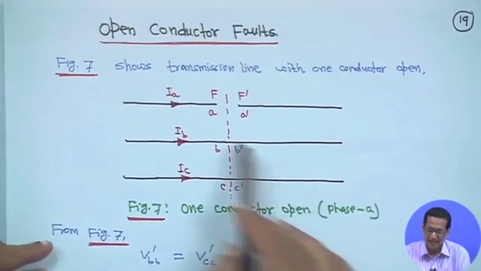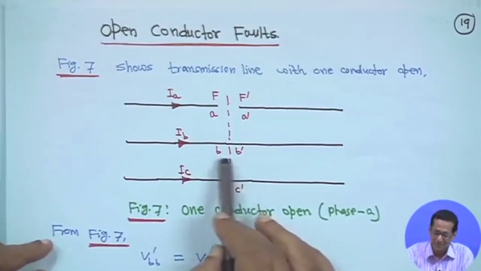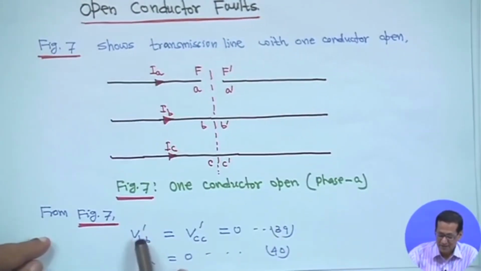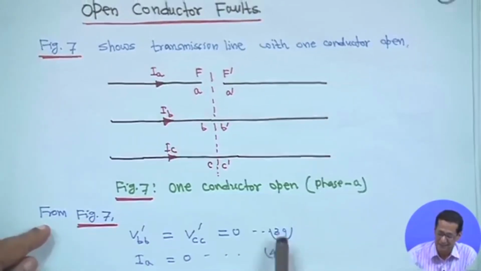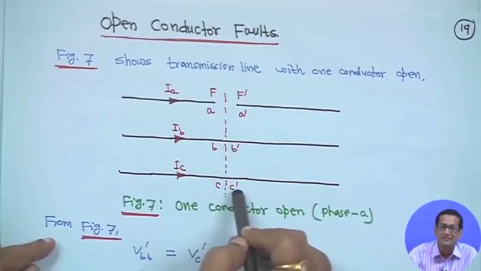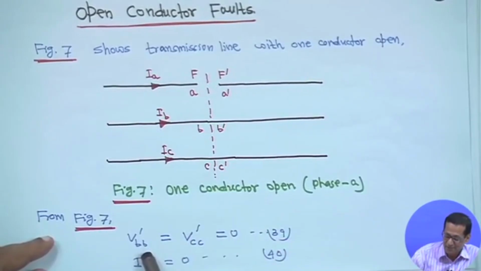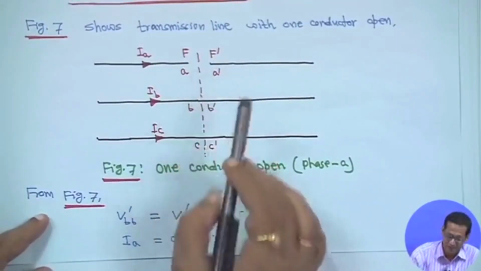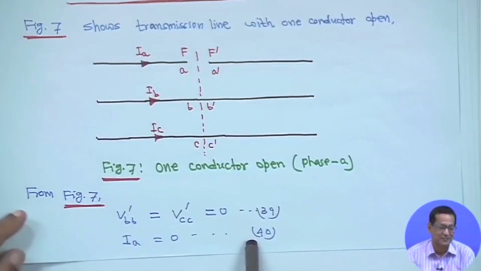So, in that case, as this is continuous, there is no broken part here, B and B dash point is common, C and C dash point common, that means V BB dash is equal to V CC dash is equal to 0. This is equation 39, because B and B dash are actually a common point, C and C dash a common point. So, no broken part here in phase B and C. And as phase A conductor is broken, IA is equal to 0. These are the boundary conditions.